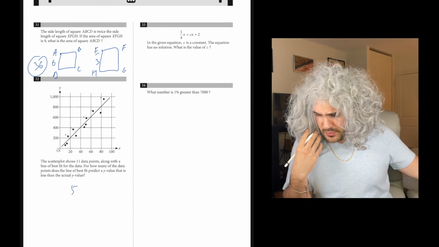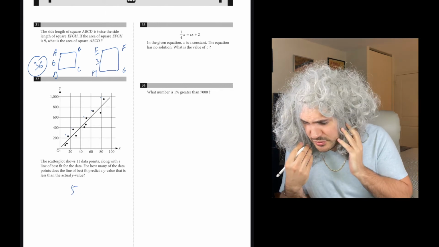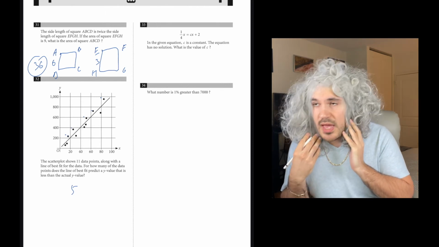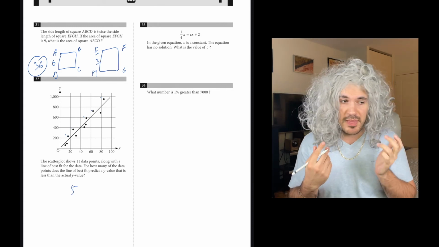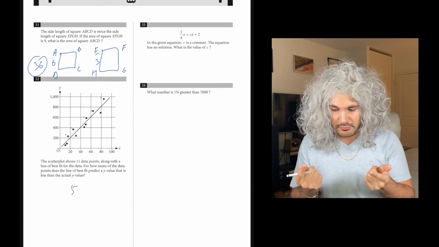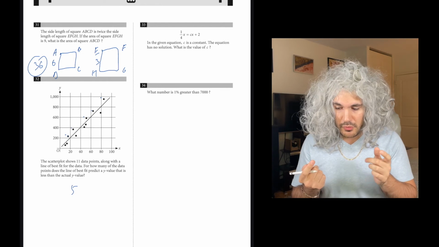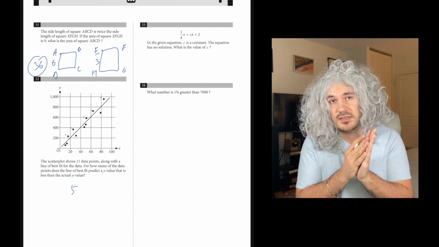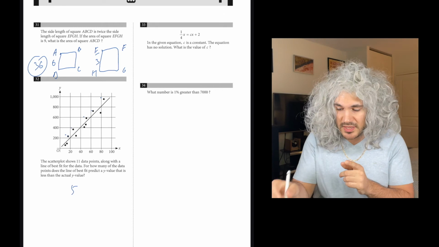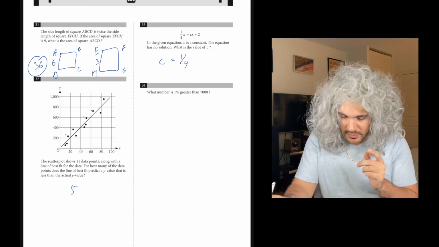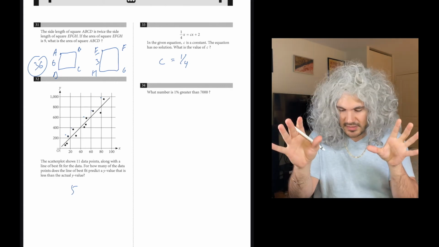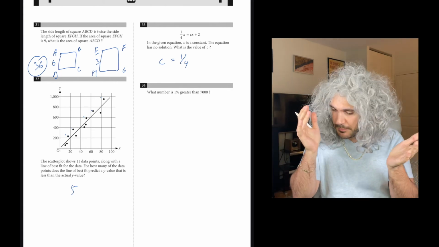Number 33, in the given equation, C is a constant. The equation has no solutions. What is the value of C? If there are no solutions, what that means is that we have parallel lines. So, parallel lines have equal slopes, which means that C is just going to be 1/4, because then on both sides that coefficient of C is the same.